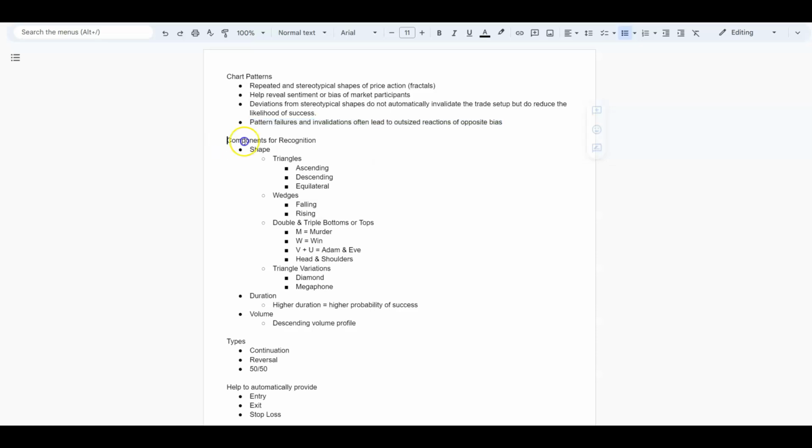That sort of thing. So the first step, recognition. Different shapes, right? There are triangles. You'll hear people talking about wedges, double tops, triple top, triple bottom, double bottom. Technically, an inverted head and shoulders is a type of triple top, triple bottom. You'll hear it called different things occasionally.